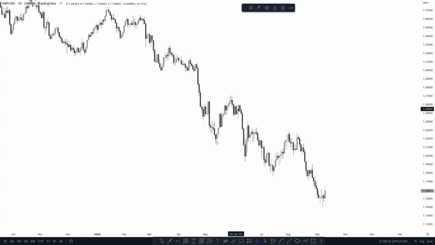And again, market broke this one, and this one is our new lower low. And this one is our new lower high because market broke this structure here. This is our inducement. And this is our inducement.